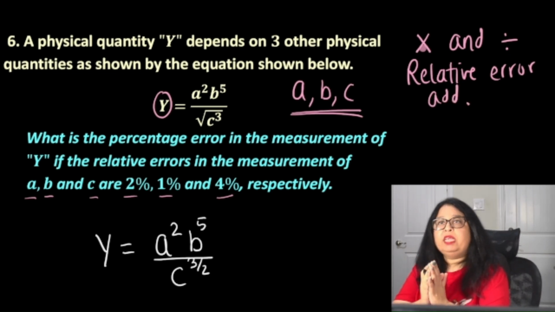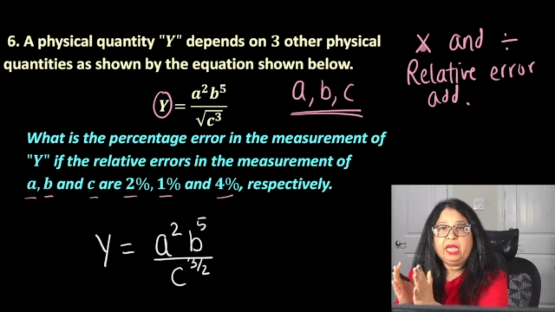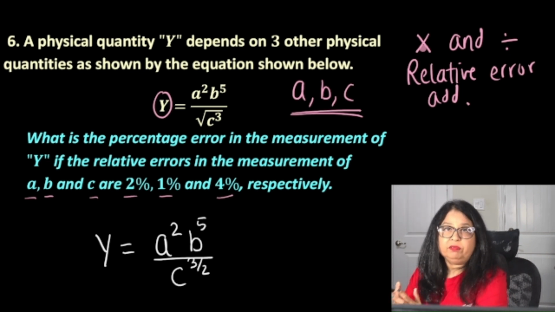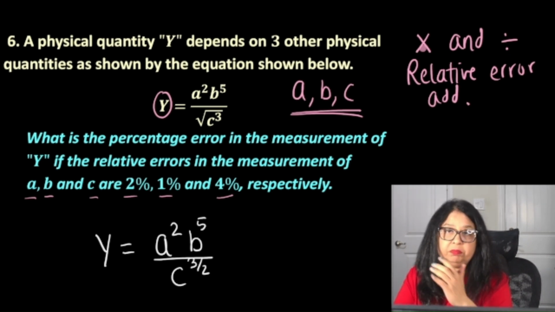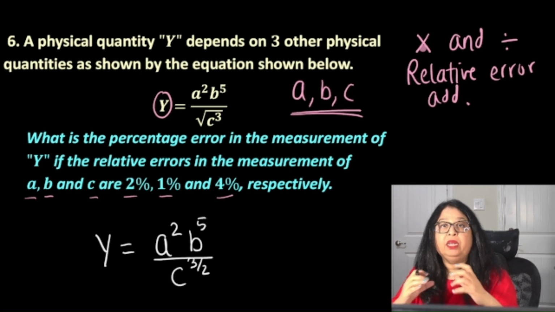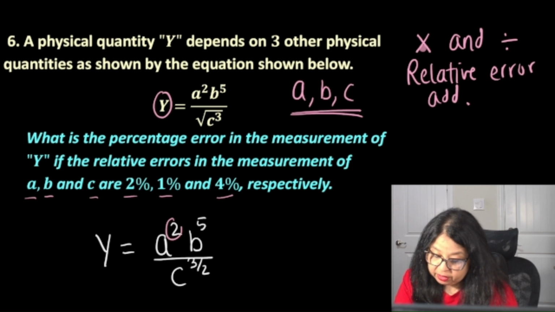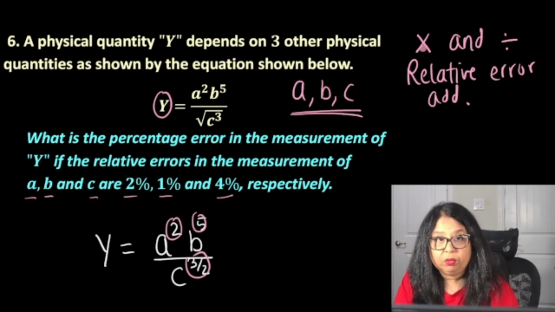What I mean to say is that the relative error of the final answer equals the sum of the relative errors of all of the parameters or the quantities that are being added or subtracted. But not just that. The powers here play a role.